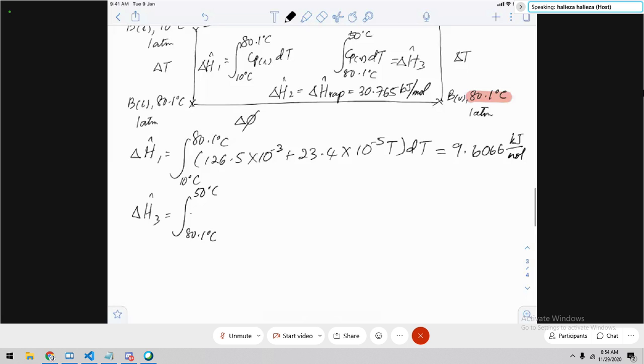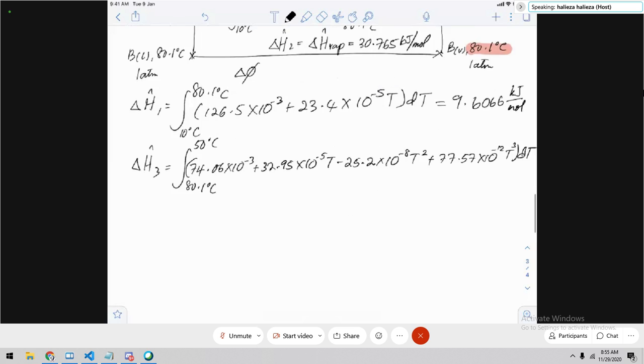74.06 times 10 to the power minus 3 plus 32.95 times 10 to the power minus 5 T minus 25.2 times 10 to the power minus 8 T squared plus 77.57 times 10 to the power minus 12 T to the power 3 dT. Okay, managed to get everything inside there.